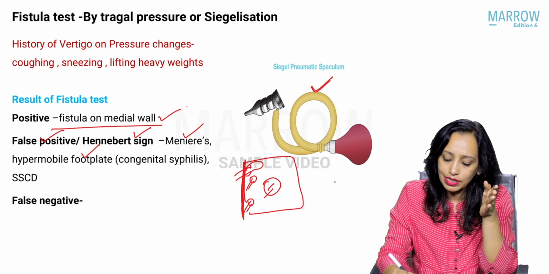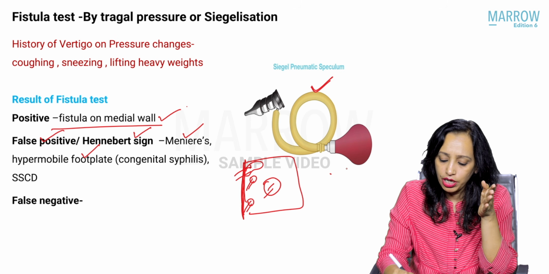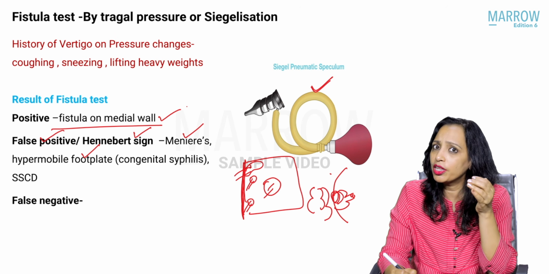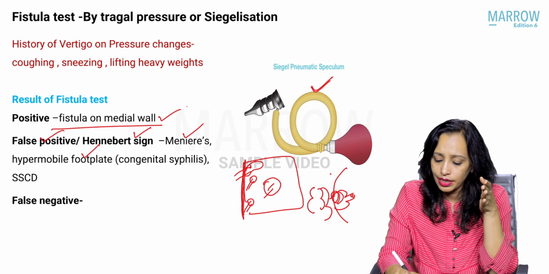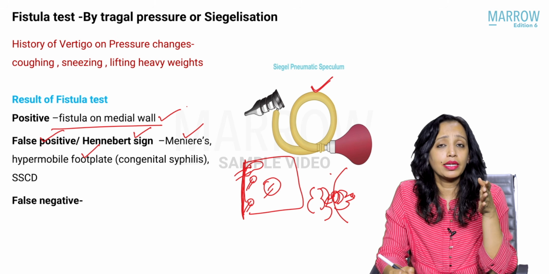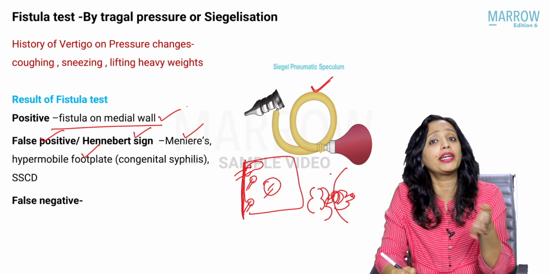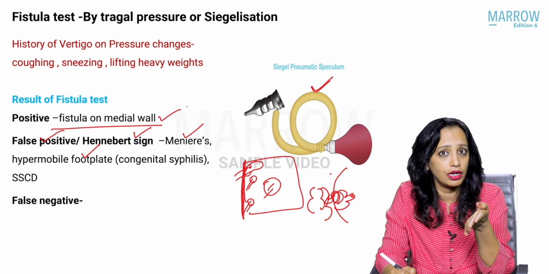So what happens in these conditions is that in Meniere's disease, we have the oval window here, and the utricle and saccule are dilated, so they come very near to the footplate. So now when the footplate moves and pressure changes, it stimulates them. In hypermobile footplate, the same thing happens. The footplate is very hypermobile and it stimulates the inner ear.